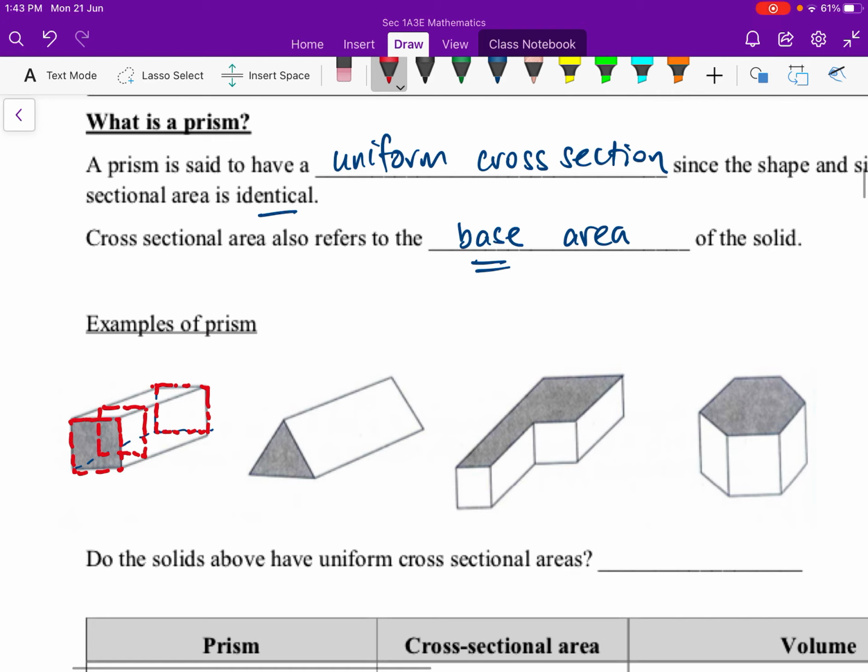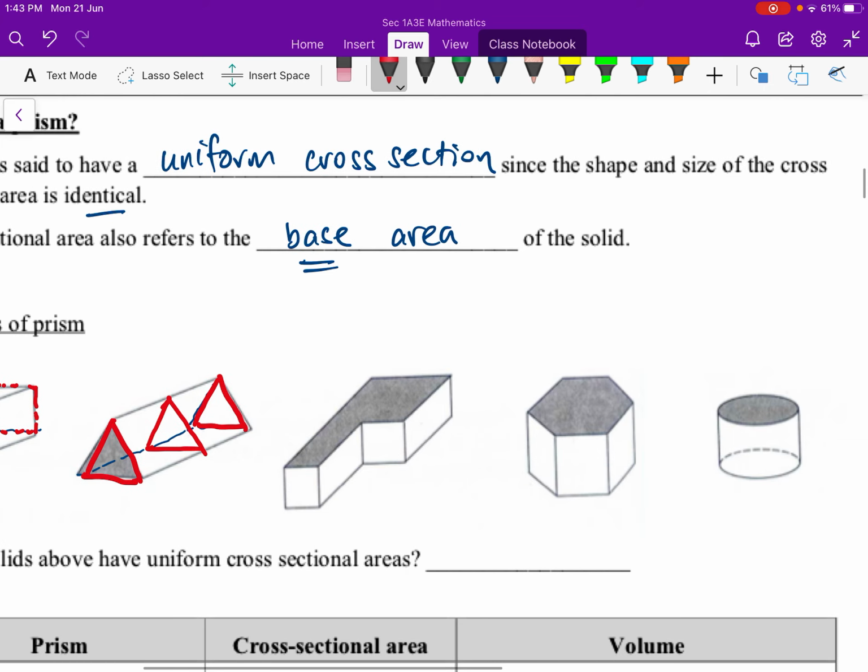Similarly, for the next diagram, in this case, it has a cross-sectional area of a triangle. So if we make it transparent, we see that we can actually cut this solid and we will end up with the same triangle that is shaded. So we say it has uniform cross-section.